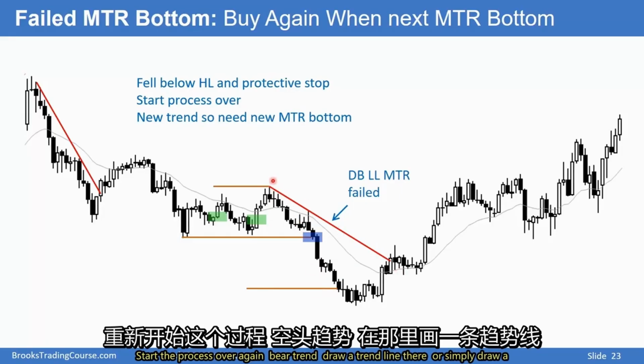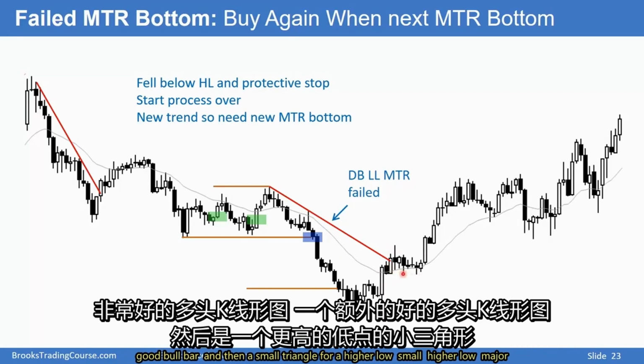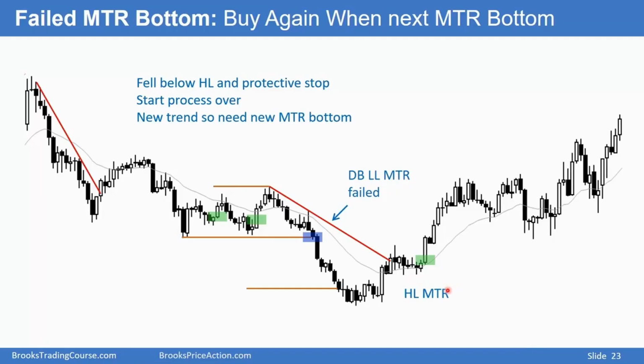Bear trend, draw a trend line there, or simply draw a trend line here. And then we got a bull breakout, very good bull bar, an additional good bull bar, and then a small triangle for a higher low. Small, higher low, major trend reversal, very good bull breakout, decent bull bar here, buy on a stop above that high.